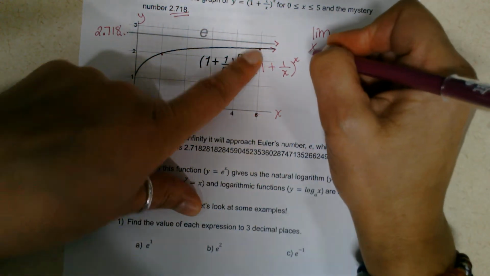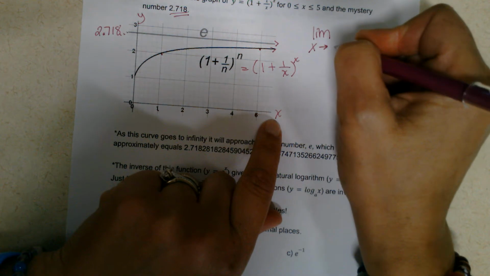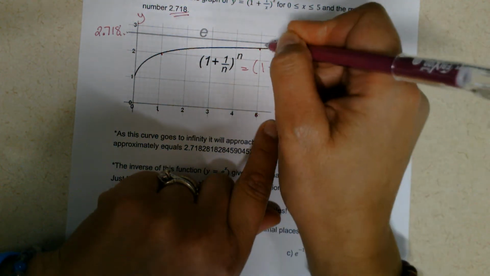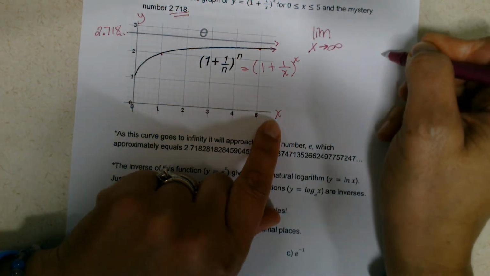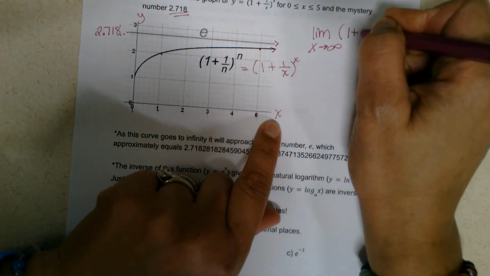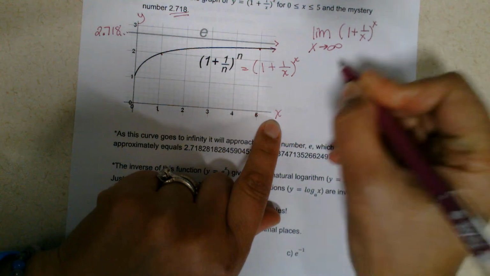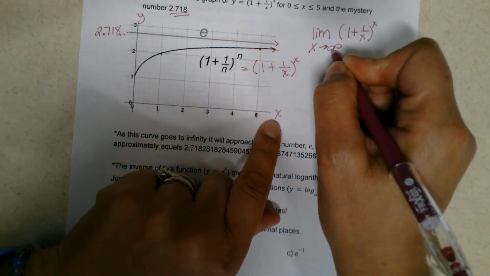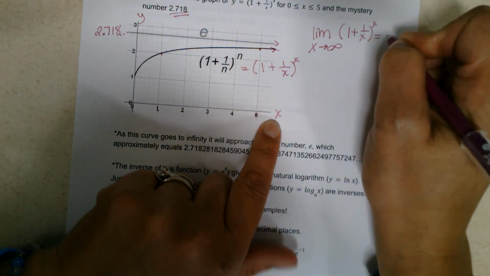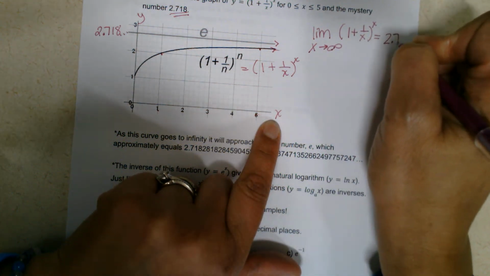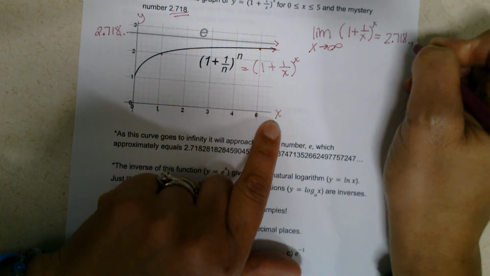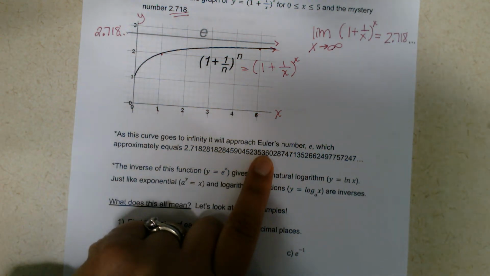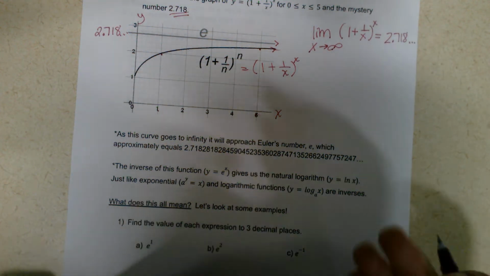So as we see this x value go all the way to positive infinity, it's going to keep going, going, going. And this curve right here is never going to quite get to 2.718. And I'm just going to put dot, dot, dot because it is bigger than 2.718. I just rounded it to 3. But that's what happens with limits.